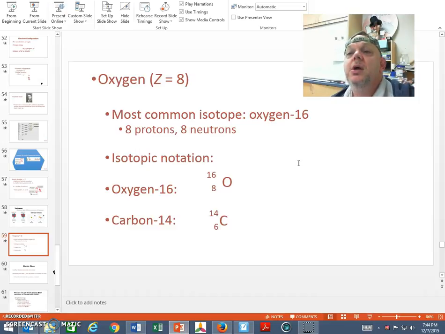They refer to the mass number, the atomic mass unit. How much does it weigh? The number of protons in every oxygen atom will be 8. It's that critical. Same thing for oxygen-16 and carbon-14, as you see.